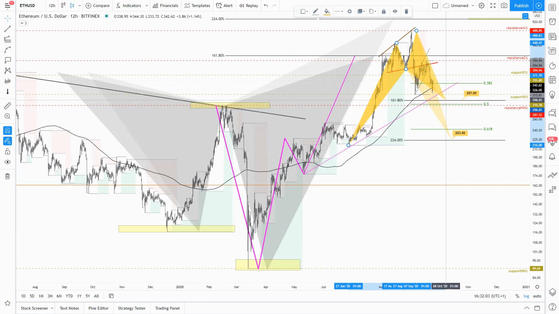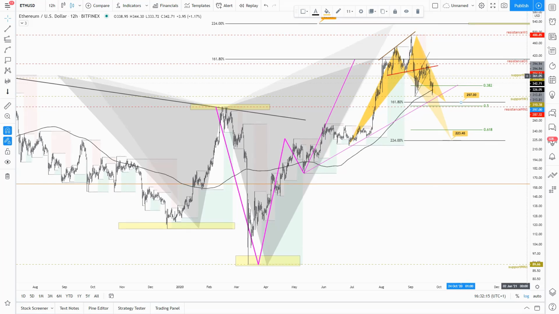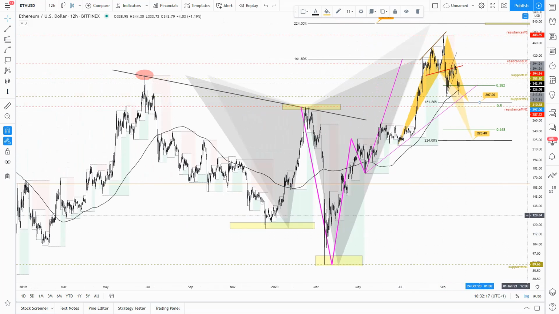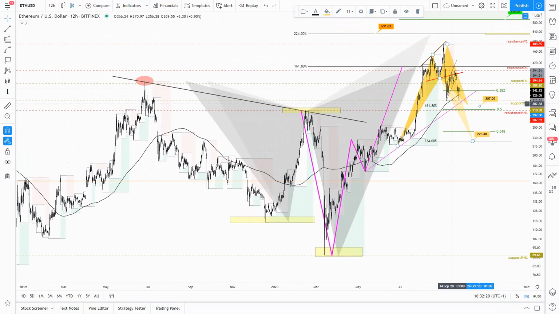Let's not ignore the shark patterns territory between the 161 to 224. So basically we are now threatening the formation of this bullish shark pattern. Let's wait and see what Ethereum will present us.